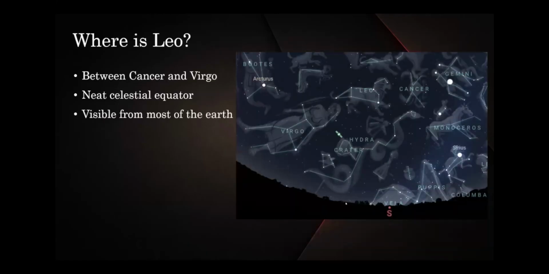So first, where is Leo? Leo sits between Cancer and Virgo. It lies pretty close to the ecliptic path where the Sun, Moon and planets travel. Also, because it's pretty close to the celestial equator, it's visible from most places on Earth. In May evenings, Leo is high in the southern sky, at least for us in Arkansas.